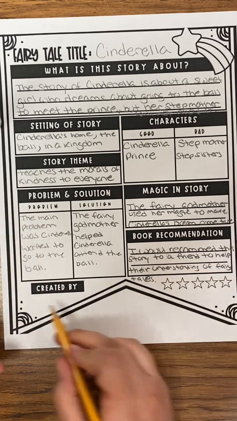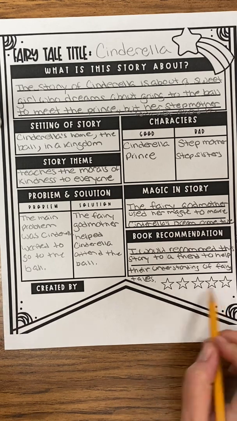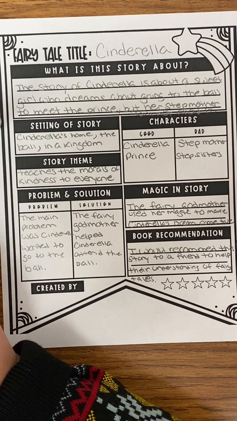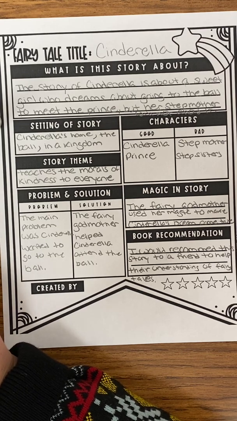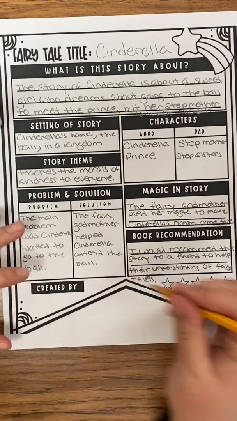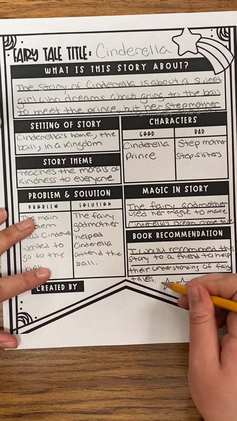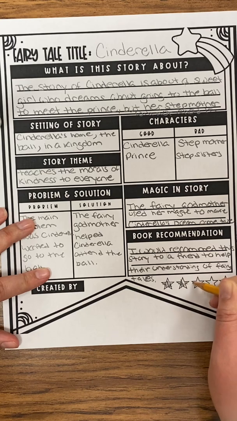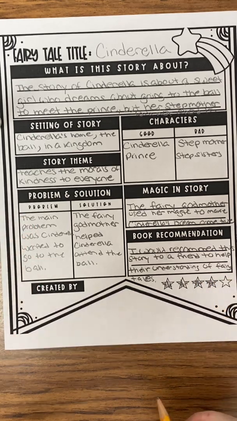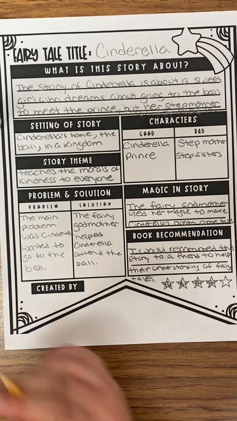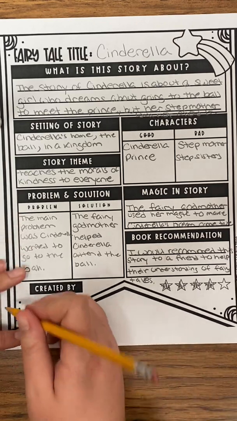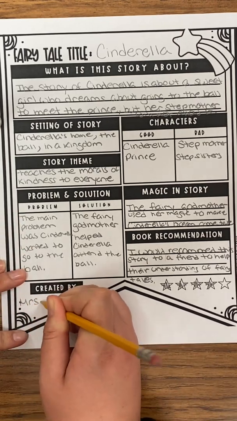All right, and then down here we would rate the story. So this particular Cinderella story, I would probably have to give it not 5 stars, but I'll probably just do like 4. So you would just color in the stars. You don't have to do this, but it's a fun way to get you a little bit more involved in our readings. All right, and then created by, this is where you would write your name. So, Mrs. Strasbaugh, or your name.